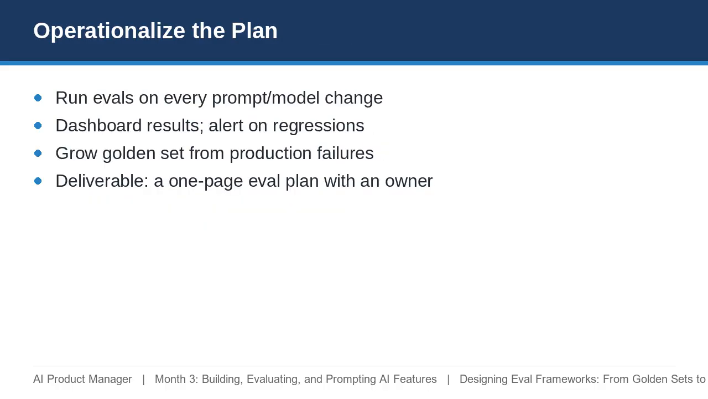Finally, make evals part of your workflow. Run them automatically on every prompt change, model upgrade, and release candidate. Track results on a dashboard and alert on regressions. Continuously grow your golden set by mining real production failures. The concrete deliverable is a one-page eval plan listing the feature, golden set location, rubric, scoring method, thresholds, and a named owner. That document is how you ship AI features responsibly.